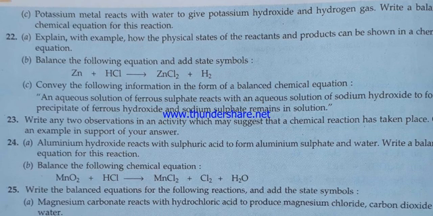Write any two properties in activity which may suggest that a chemical reaction has taken place. Any two observations, that is formation of precipitate, change in color, evolution of gas, change in temperature. Aluminium hydroxide Al(OH)3 plus sulfuric acid H2SO4 will form Al2(SO4)3 plus water.